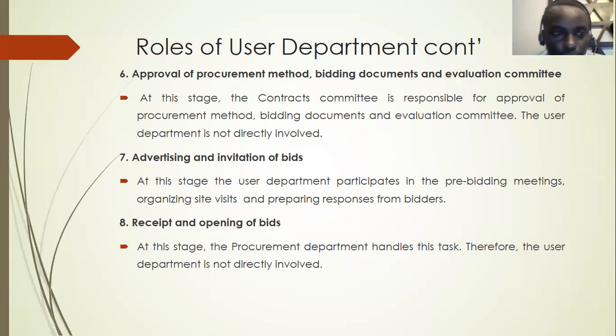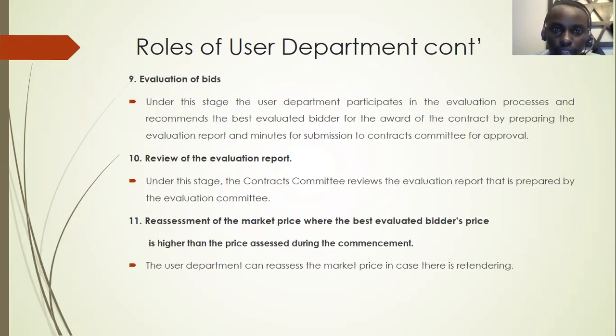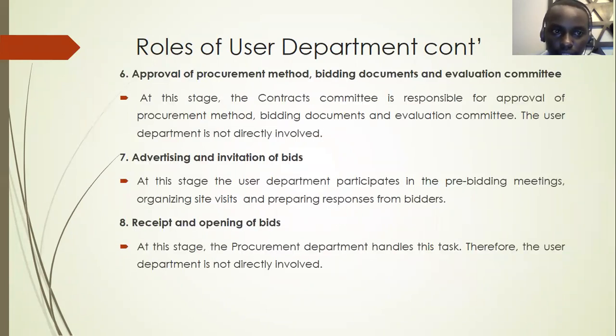Thank you, Madam Moderator. Next stage is 6, which is approval of procurement method, bidding documents, and evaluation committee. At this stage, the contracts committee is supposed to approve the procurement method that we are supposed to use. So this is where the contracts committee is responsible for the approval of procurement method, the bidding documents, and evaluation committee. The user department is not directly involved.